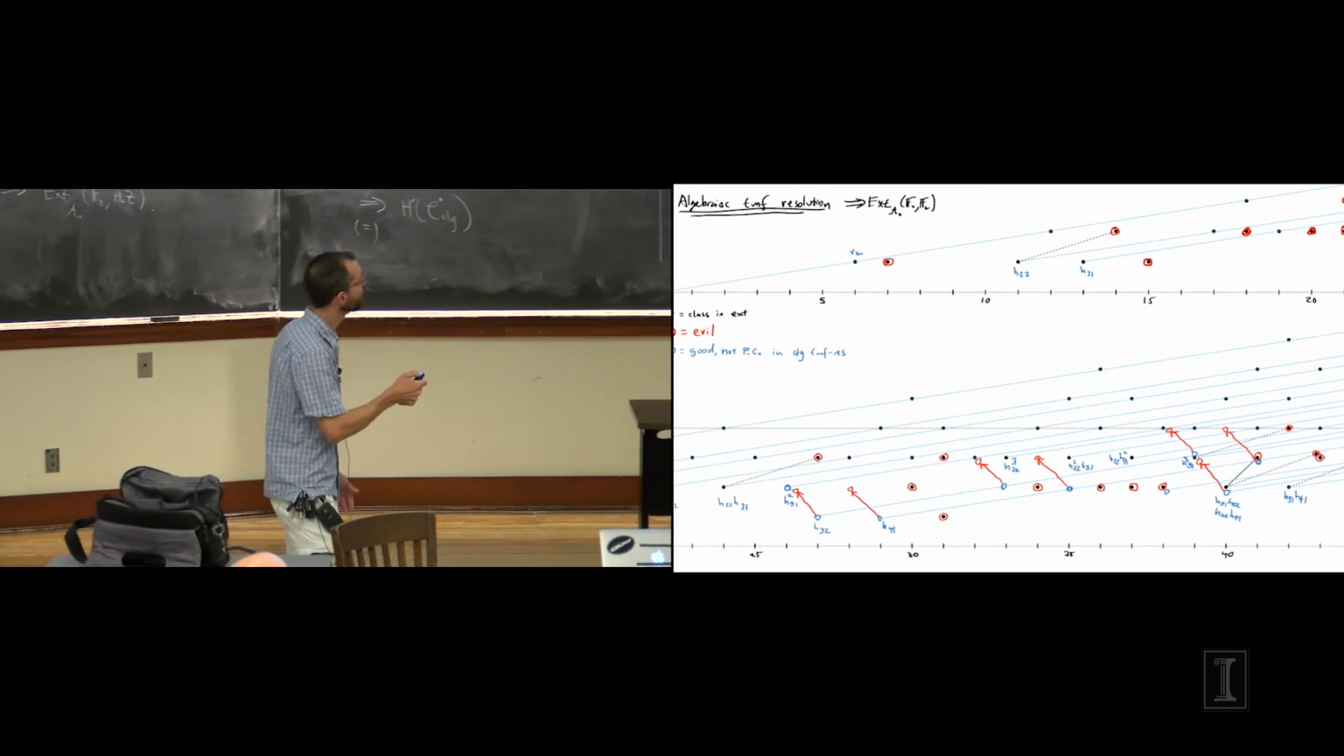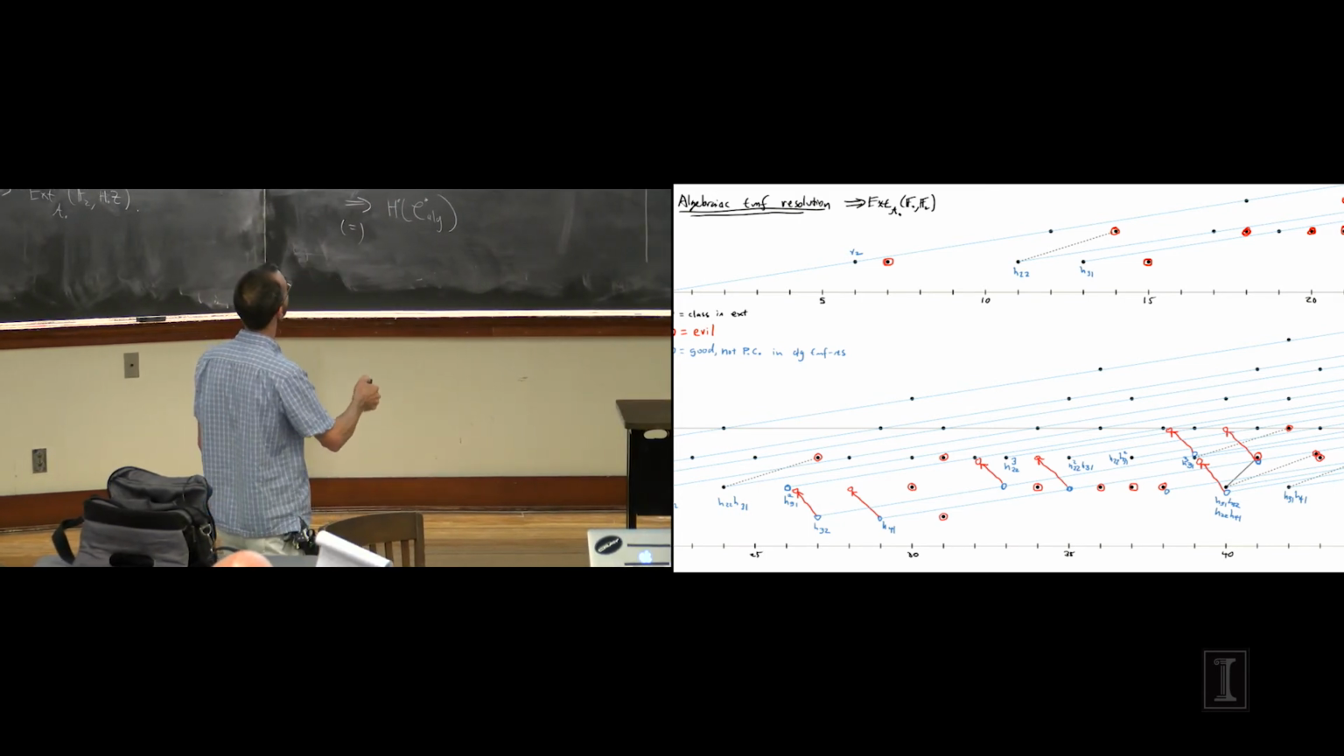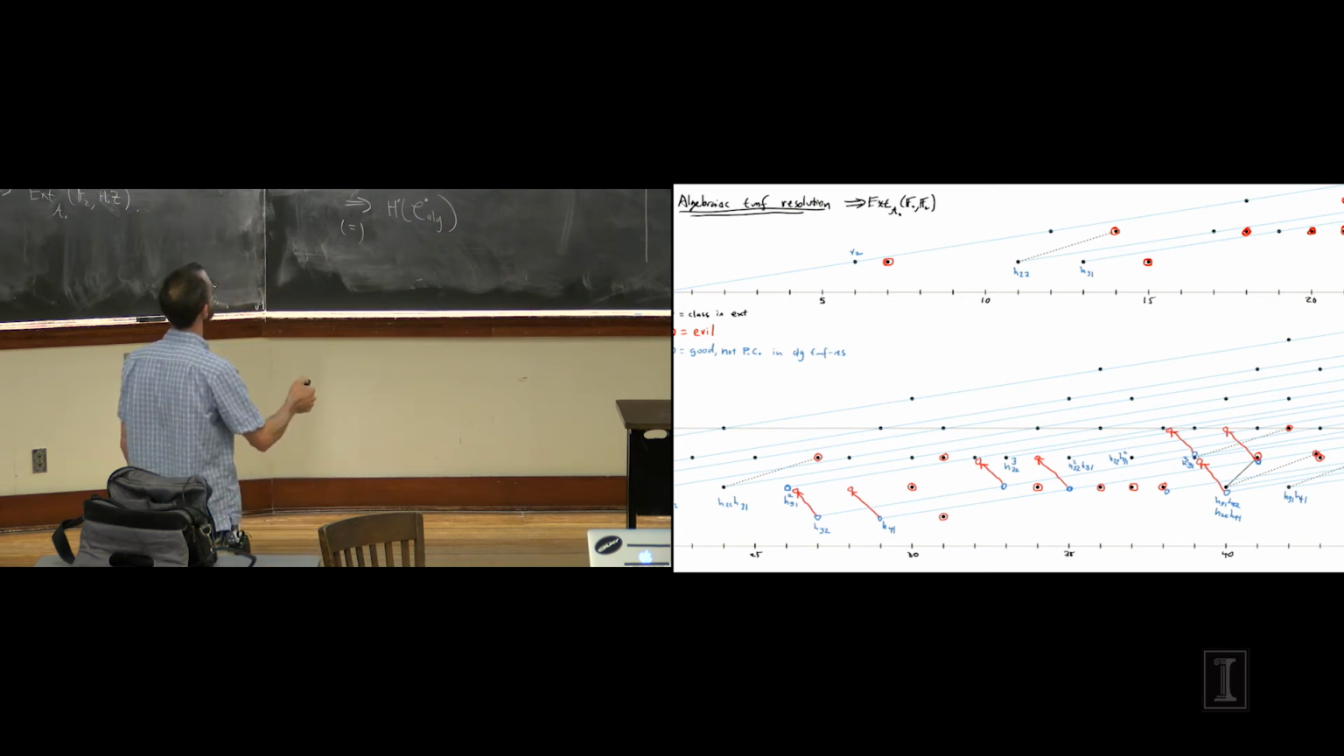Anyway, all the black dots are classes in Ext of the Steenrod algebra. And then what I've done is I've drawn in v2 multiplication. Remember, there's a v2 self map, so v2 actually acts on the whole spectral sequence. The blue lines are the action of the v2 self map.